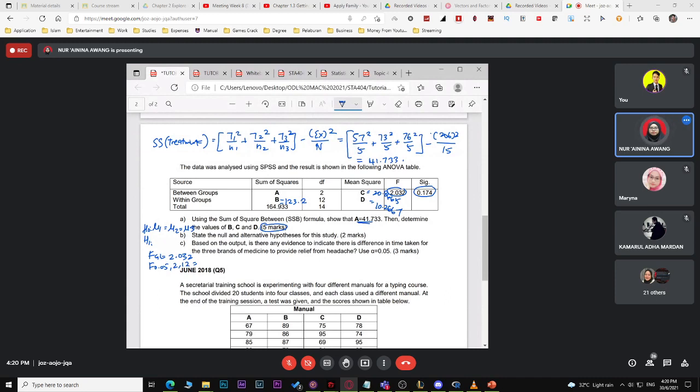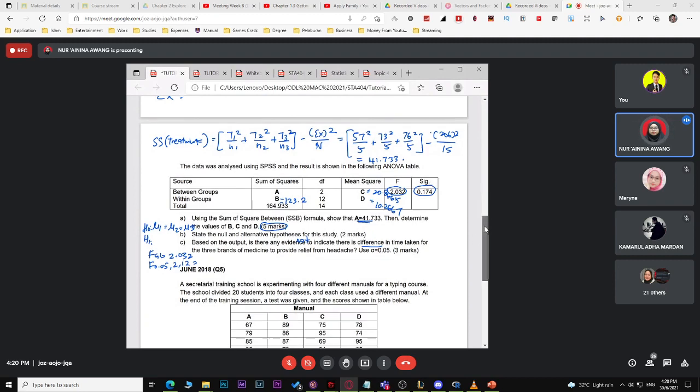So since this value is more than this value, so we say that we fail to reject our H null. So bila fail to reject our H null, kita akan kata there is not enough evidence to indicate that there is a difference. Since bila you fail to reject your H null, you say that dia punya mean times tu sama je for all brand. Okay, tak ada beza. So itu adalah untuk Disember 2018.